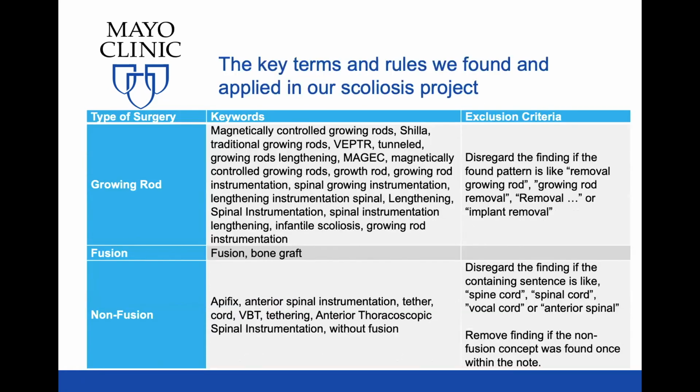Here you can see some of the key terms and rules we found and applied in our scoliosis project. For example, we learned that if we found fusion or bone graft in the operative notes, it is related to the fusion type of surgery. Similarly, we can see other terminology that we learned for each of the other categories. During the annotating process and implementing the algorithm, we might update these rules. We might add exclusion and inclusion criteria.